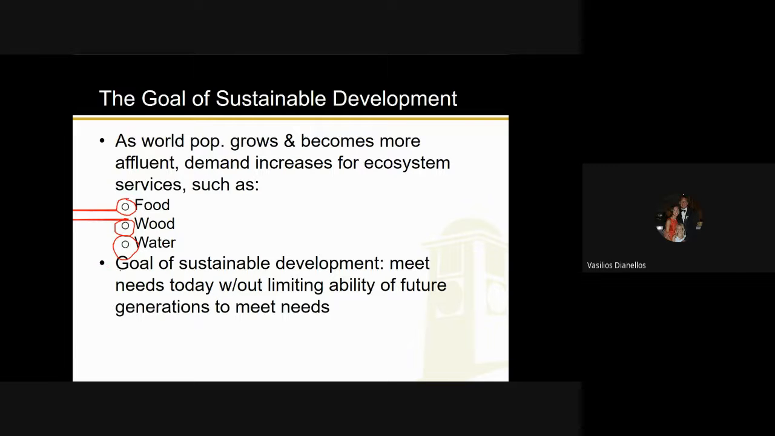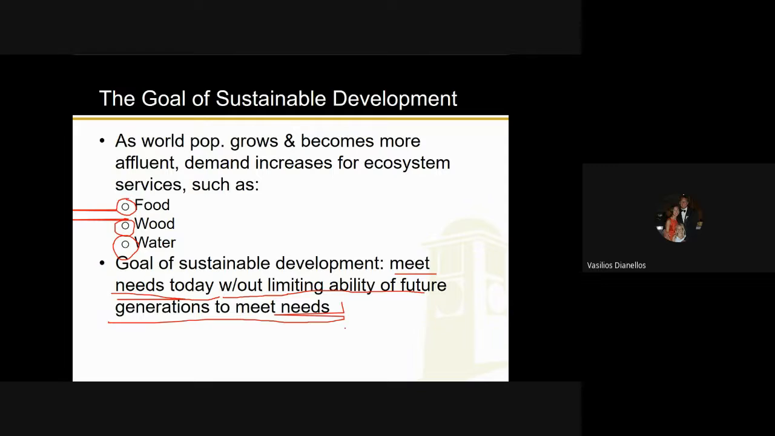So with that in mind, the goal of sustainable development, and this is important. This is the big thing. This is like the big thing for my Bio 108 class here. The goal of sustainable development is to meet the needs of today. First of all, that's the most important part, right? We do need to feed ourselves. We do need places to live. We need to enjoy our lives, right? We're not saying let's just live like cavemen. We need to be able to enjoy our lives, or just to live in general. But we also need to do it without limiting the ability of future generations to meet their needs. And that's the big important part.